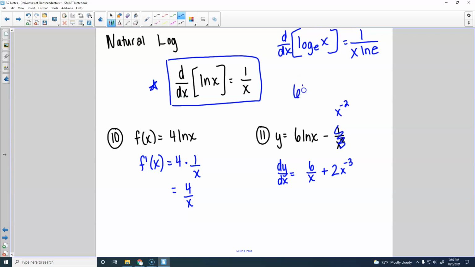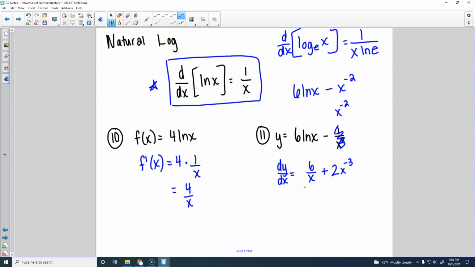Let me write 6 natural log of x minus x to the negative 2. So you're just using power rule. You multiply out front, that gives you positive 2. Subtract 1 from your exponent. Negative 2 minus 1 is negative 3. The negatives out here cancel.